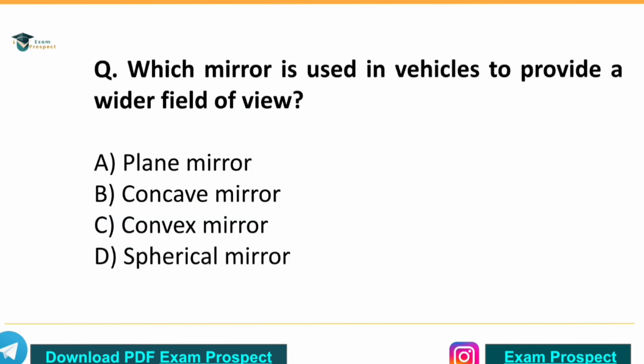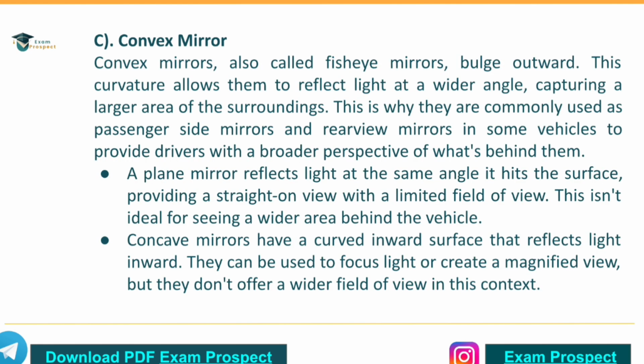Next question, which mirror is used in vehicles to provide a wider field of view? Correct answer is option C, convex mirror. Convex mirrors, also called fisheye mirrors, bulge outward. This curvature allows them to reflect light at a wider angle, capturing a larger area of the surroundings. This is why they are commonly used as passenger side mirrors and rear view mirrors in some vehicles to provide drivers with a broader perspective of what's behind them.